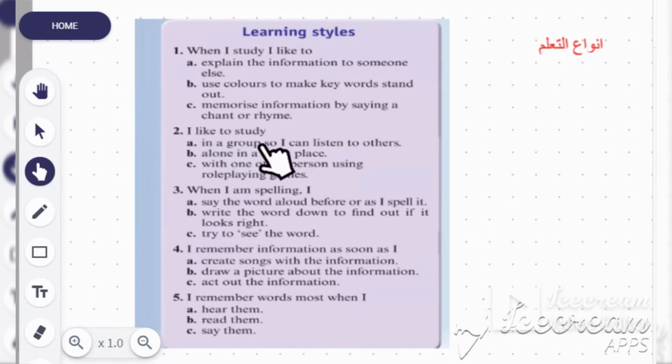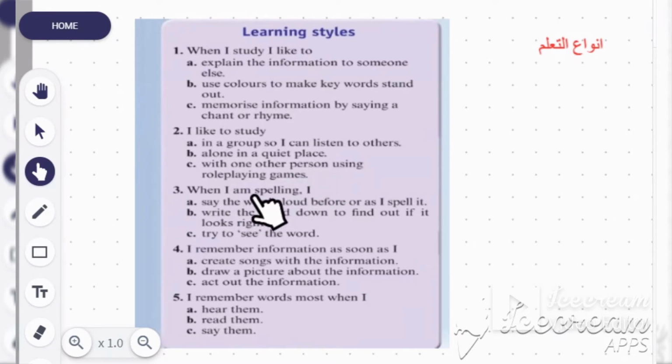I like to study in a group so I can listen to others. Or alone in a quiet place, or with one other person using role-playing games.